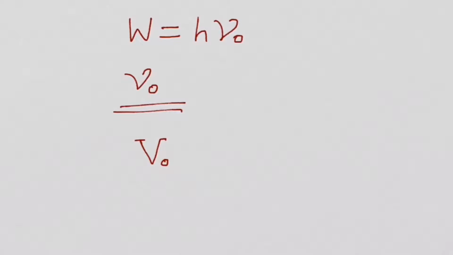Let us first see a few definitions related to the photoelectric effect. First one is work function, denoted by W, the minimum energy required to free an electron from its metallic bonding. Nu naught is called threshold frequency, the minimum frequency of incident light which is just capable of ejecting an electron. Then we will use the term stopping potential, denoted by V0, the minimum retarding potential applied to the anode of the photoelectric tube.